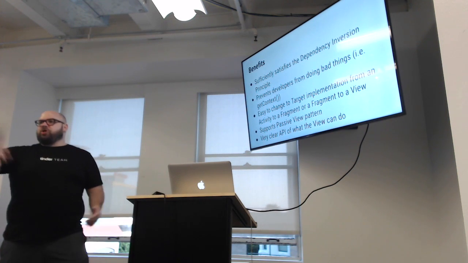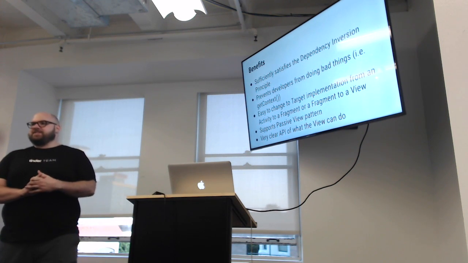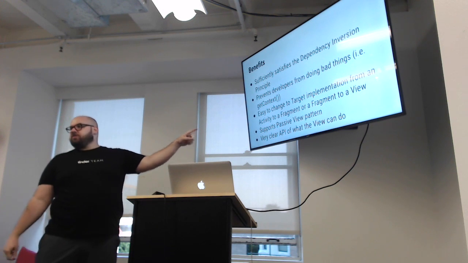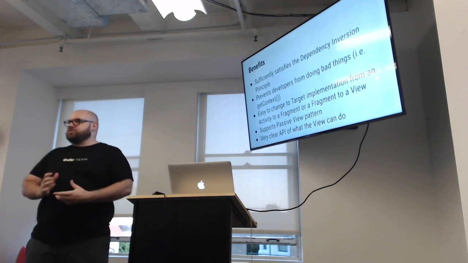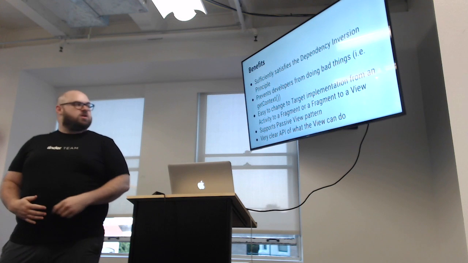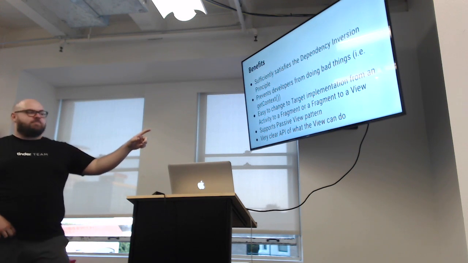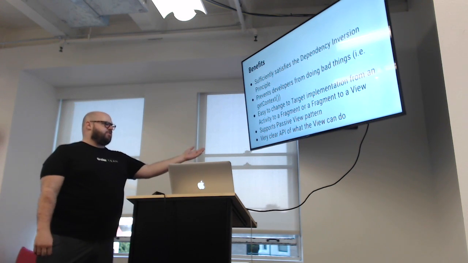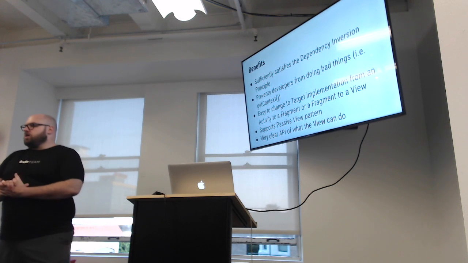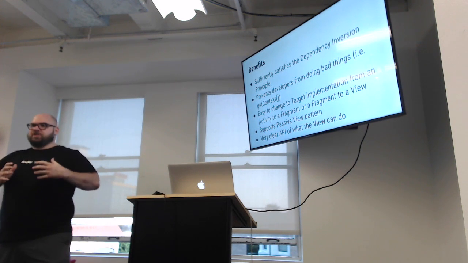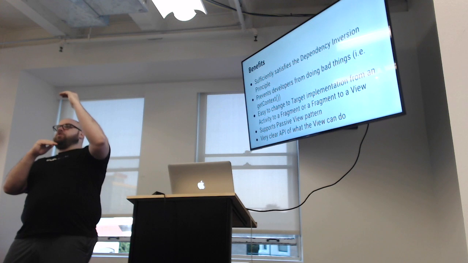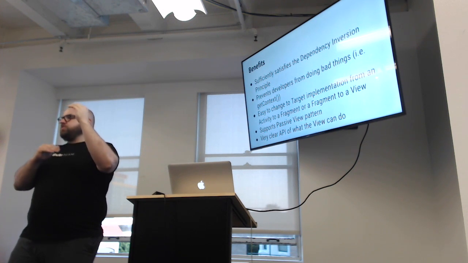A great point earlier was what's the difference between MVP and MVC. The passive view pattern in MVP means the view doesn't do anything unless it's told to. So this really hammers home that point. And here's a very clear API of what the view can do. Now the developer picks this up, they're going to see this view, they're going to see all these overrides, and they know exactly what this view can do.